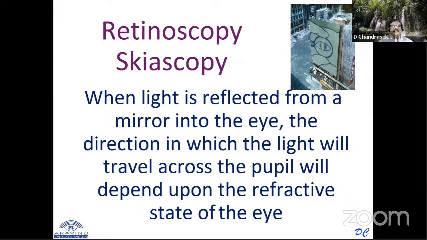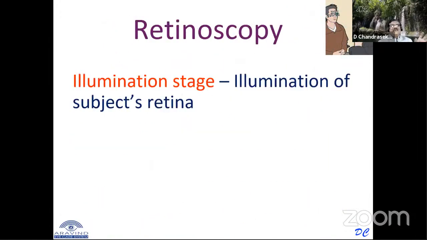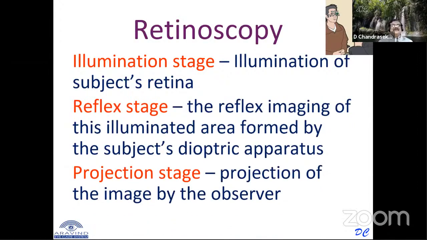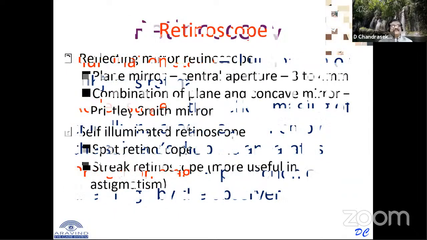Basically, we are going to put a light into the eye of the patient and the observer is going to observe. So depending on the distance between them and depending on what is going to be the reflex, you are going to assume what is kind of the power. So there are three basic stages of retinoscopy: the illumination stage, the reflex stage, and the projection stage. Illumination, it illuminates the subject's retina. The reflex imaging of this illuminated area formed by the subjects is by the dioptric apparatus, and projection of the image by the observer. Depending on where it falls, the various types of retinoscopy reflexes will occur.